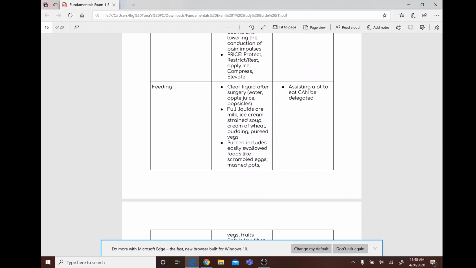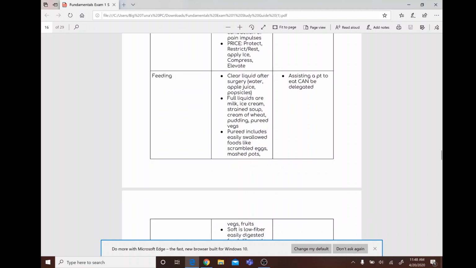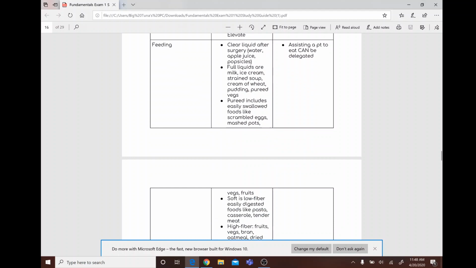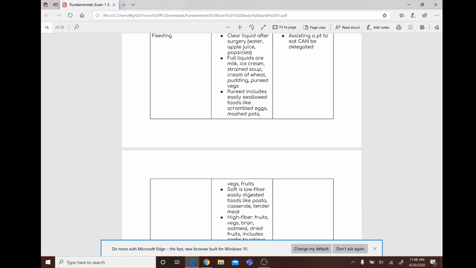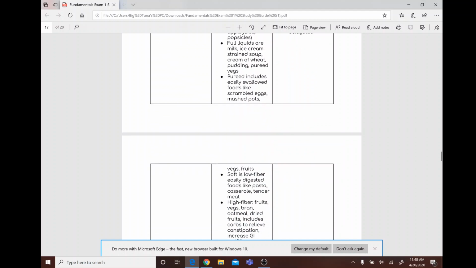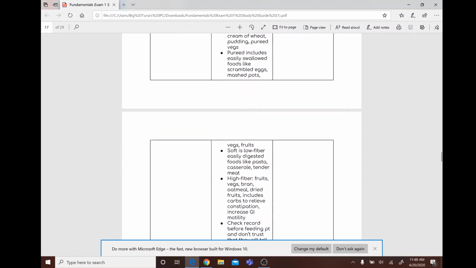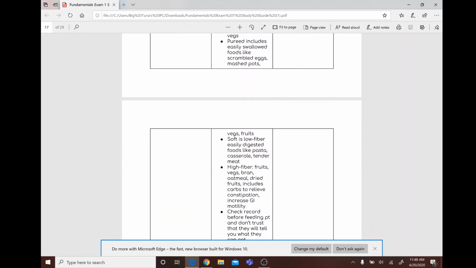All right. What are some examples of clear liquids? Water, apple juice, popsicles. What are examples of full liquids? Milk, ice cream, strained soup, cream of wheat, pudding, and pureed veg. What are some examples of pureed foods? Easily swallowed foods like scrambled eggs, mashed potatoes, vegetables, and fruits. What are some examples of a soft diet? Low fiber, easily digestible foods like pasta, casserole, and tender meat.